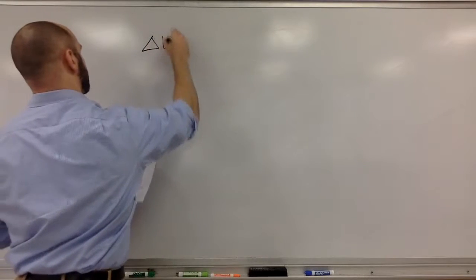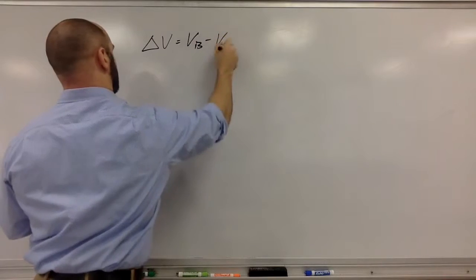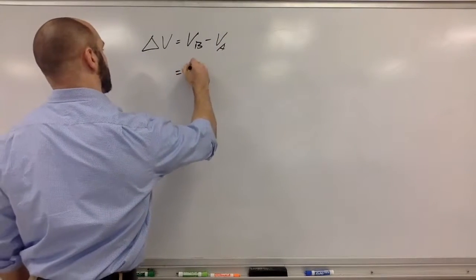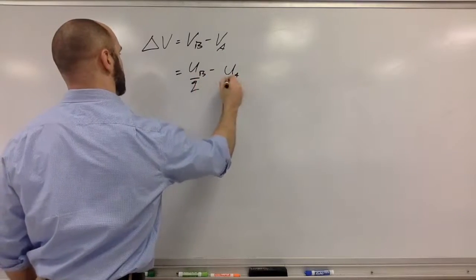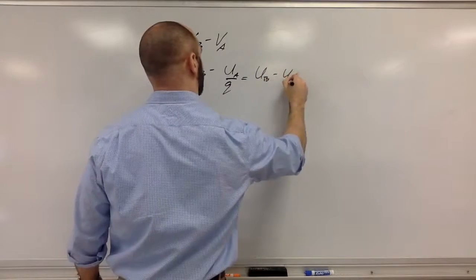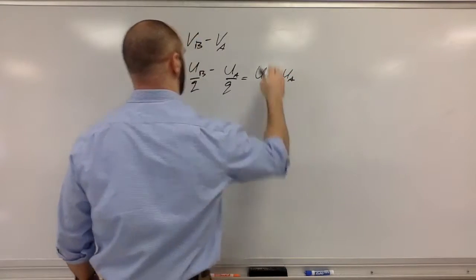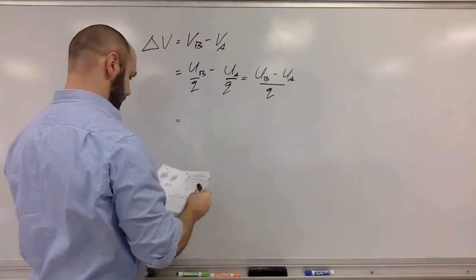And so delta V, the change in potential, is U_B minus U_A, the potential energy at B minus the potential energy at A, all divided by q. So it's U_B minus the potential energy at A over q. All right, we're looking at the change in potential from one place to the next.